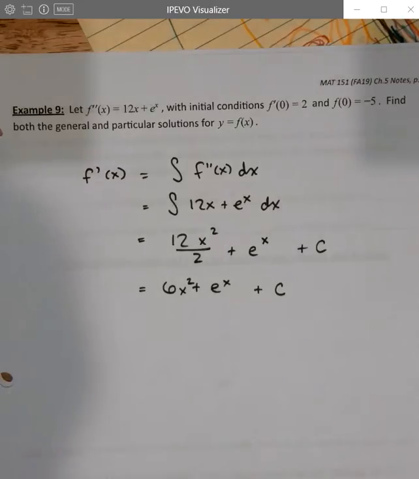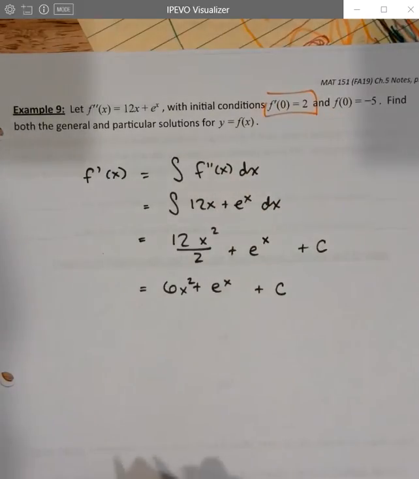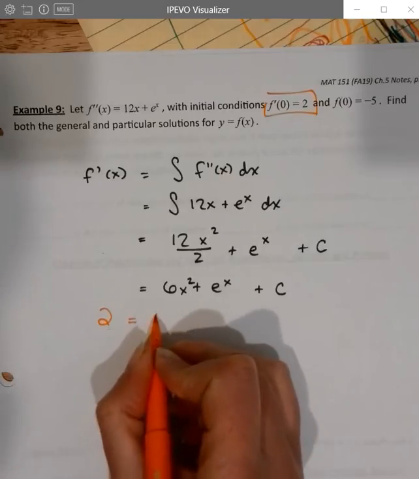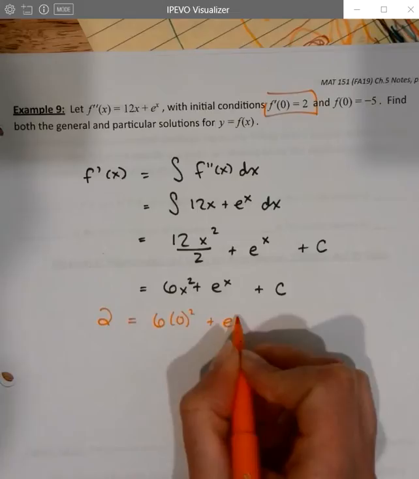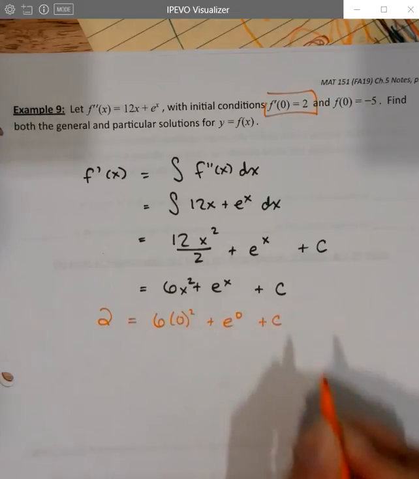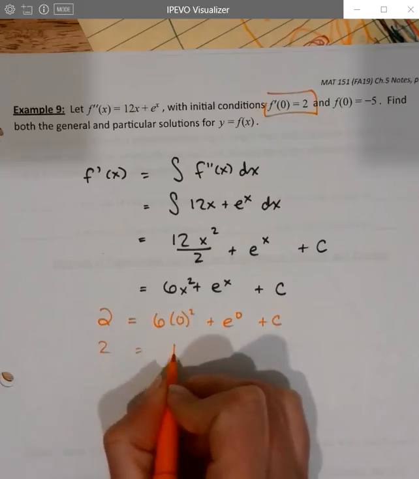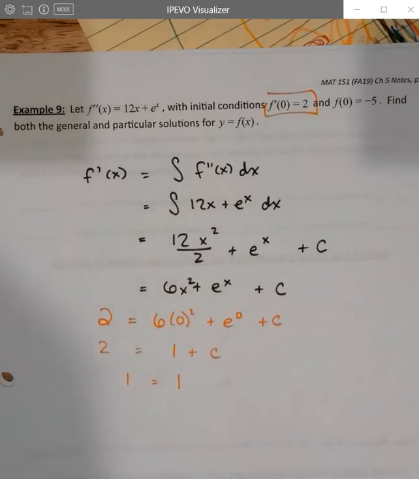Okay, now we know that our initial condition for the first derivative is that if I plug 0 in, I get 2. So 2 is the y value, equals 6 times 0 squared plus e to the 0 plus c. E to the 0 is 1, so 2 equals 1 plus c, so c is 1. Okay, c is 1.